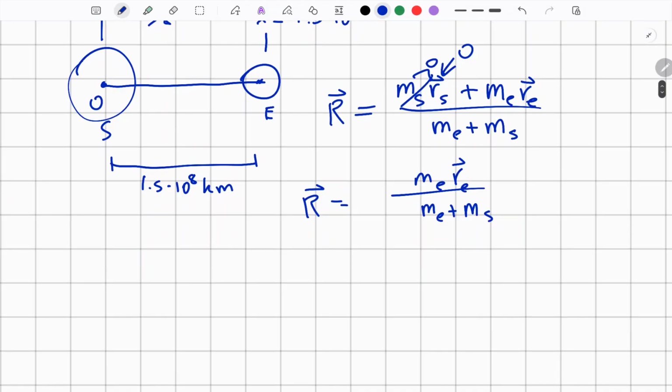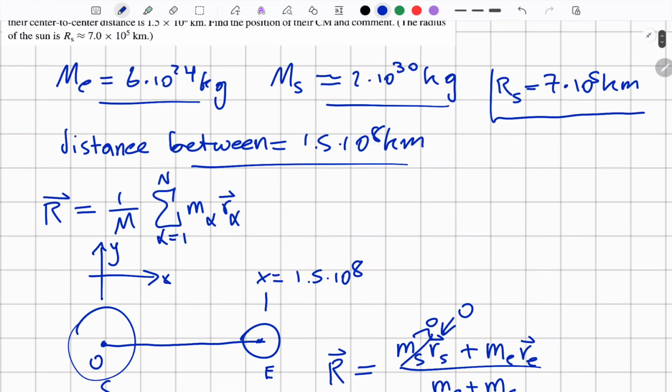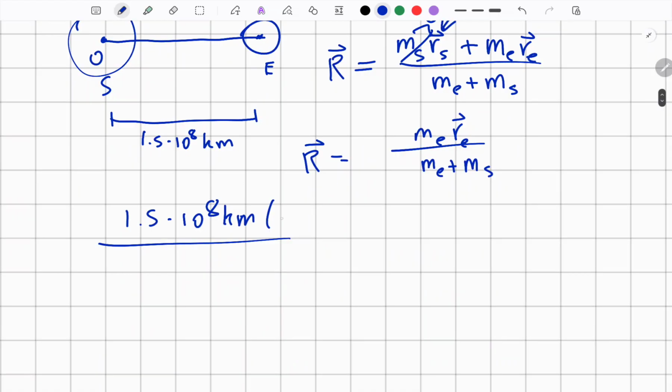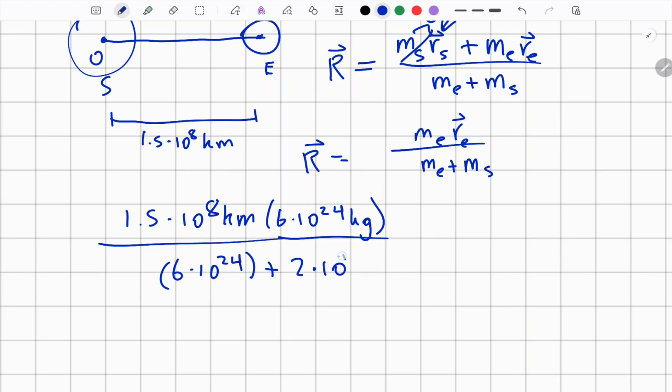We have our values for those things. We know that the Earth is sitting at 1.5 times 10 to the 8th kilometers. And it has a mass of 6 times 10 to the 24 kilograms. And our mass in the bottom here is going to be 6 times 10 to the 24 plus 2 times 10 to the 30. And that's all going to be in kilograms.